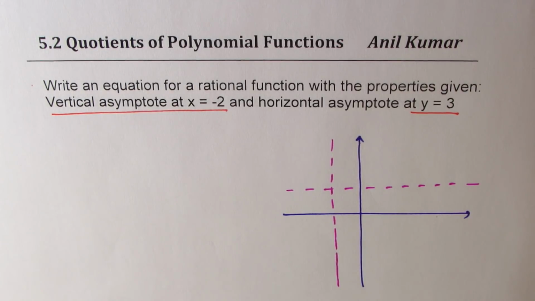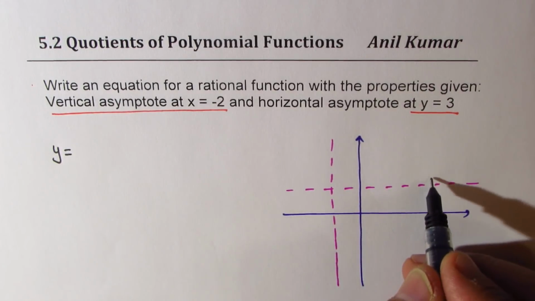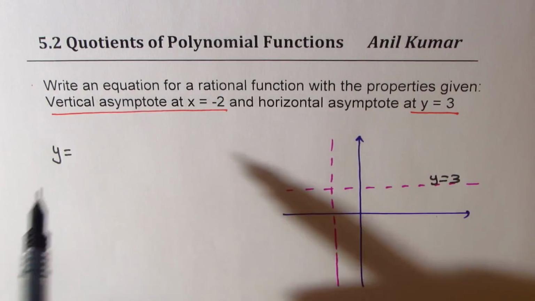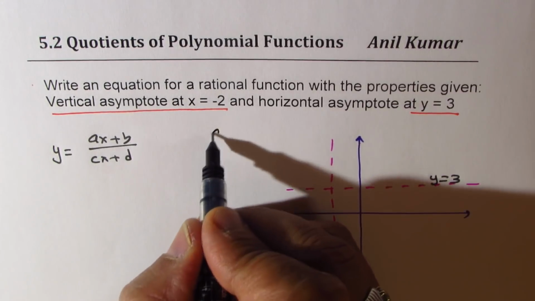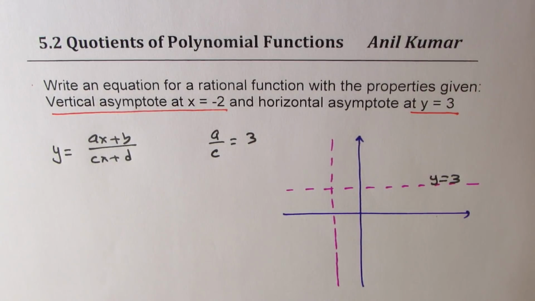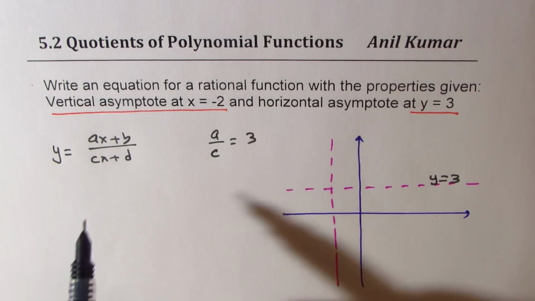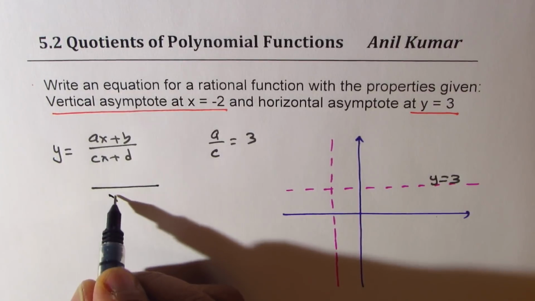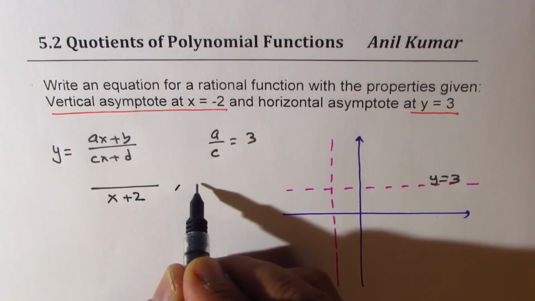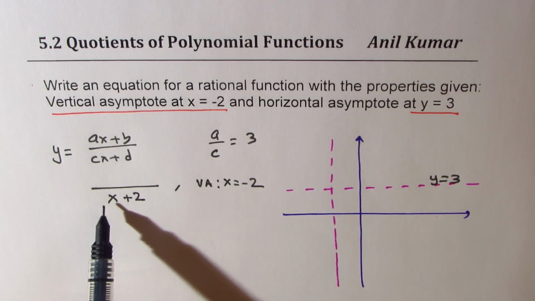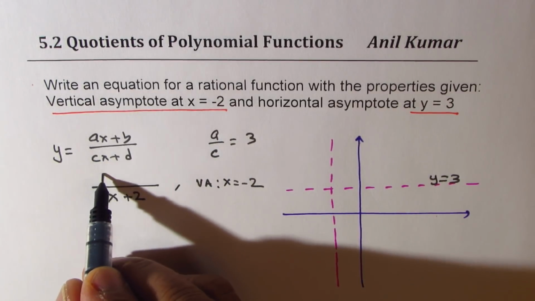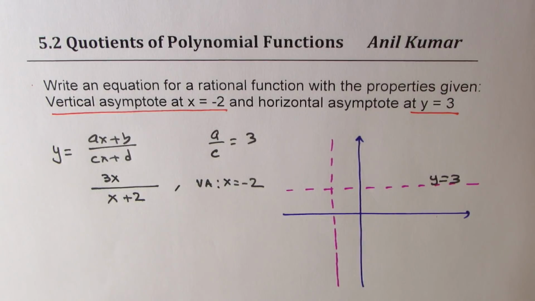Now to get both these, you could write the equation as y equals, since this is y equals 3, we know that if you write the equation like ax plus b over cx plus d, in that case, a over c should be equal to 3. That's the whole idea. Okay. Now, vertical asymptote at x equals minus 2 means cx plus d should be x plus 2. Only then you have vertical asymptote at x equals minus 2, right? Now, since the coefficient of x is 1, a should be 3, right? So we get 3x here straight away. Do you get an idea? Correct? So even this equation can work for us. So that could be one of our solutions.